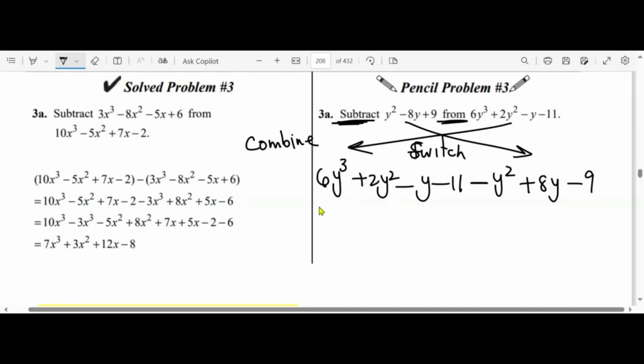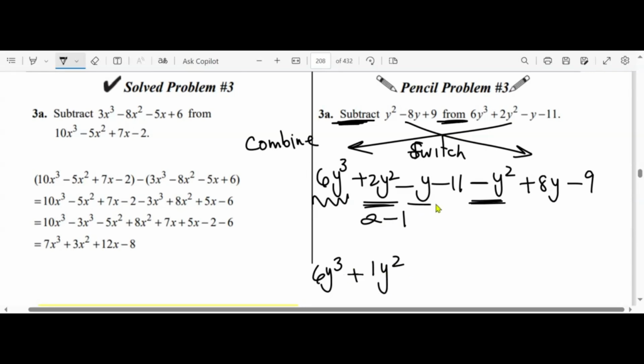So do we have y cubed? No, so it stays the same: 6y cubed. What about y squared? You have 2 and you have negative 1. So the answer is what? 1y squared.